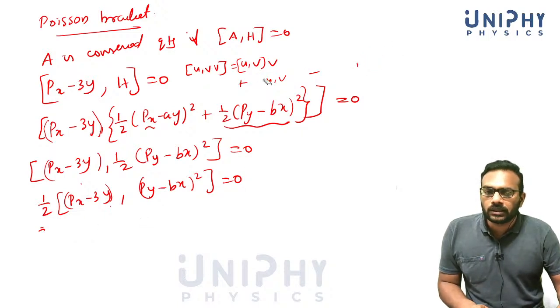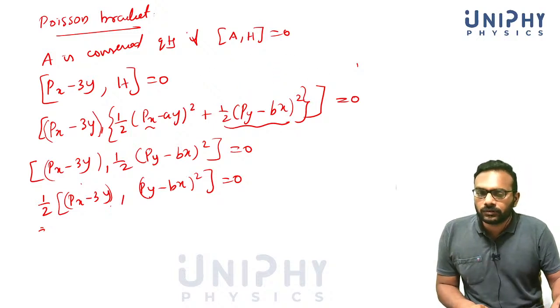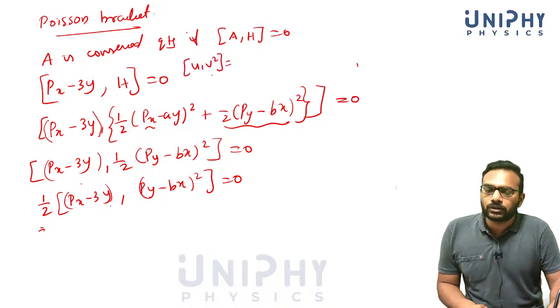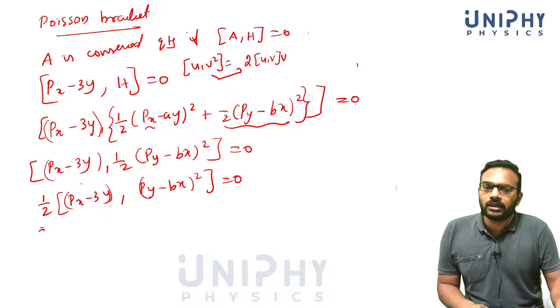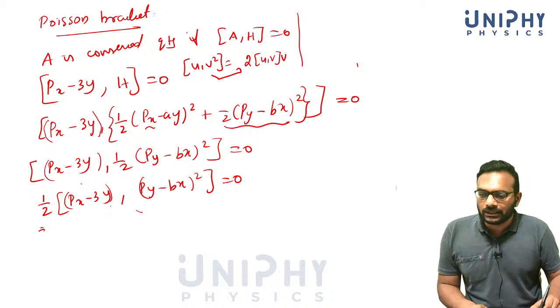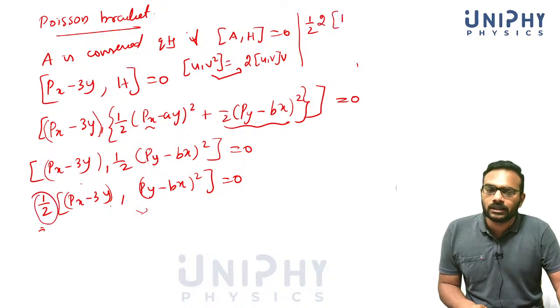So we use this formula. I'll just write it down here for further reference. The Poisson bracket of u with v square is twice u comma v multiplied by v. So we can just apply that here. So this is equal to, that half is already here, this half is already there, and then you use twice px minus 3y, comma, py minus bx, multiplied by py minus bx.